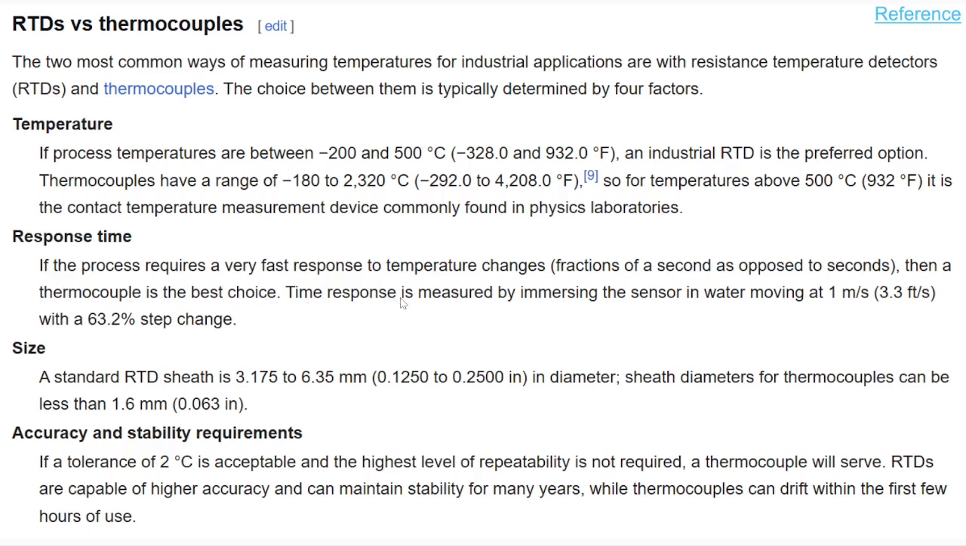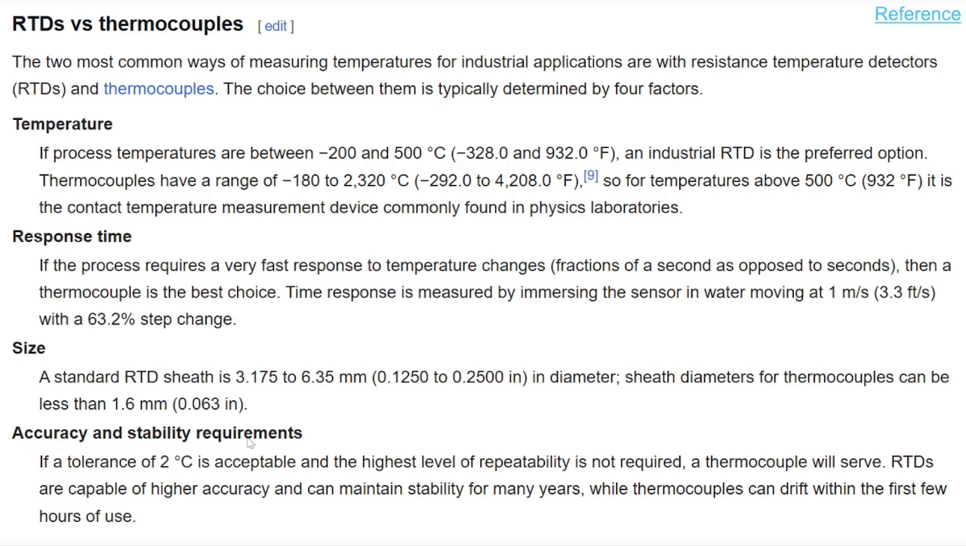Time response is measured by immersing the sensor in water moving at 1 meter per second with a 63.2% step change. Regarding the size, the standard RTD sheath is 3.175 to 6.35 millimeters in diameter. Sheath diameter for thermocouples can be less than 1.6 millimeters. So basically, as you can see here, thermocouples are very advantageous when we're talking about the size, the response time, or the higher temperature ranges.